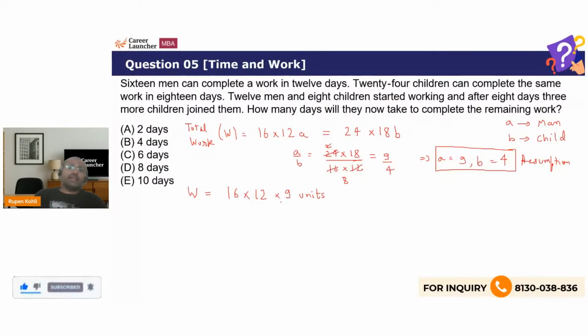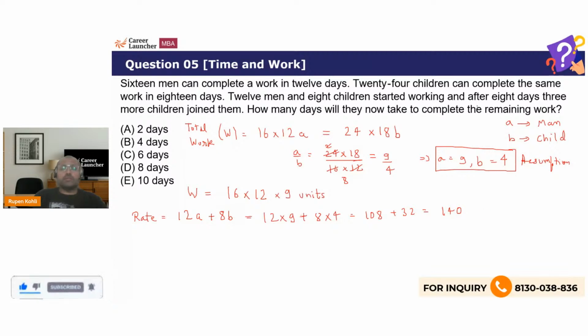12 men and 8 children started working. So now what is the rate at which the work is being done? This is a team of 12 men, so 12A units of work they are doing per day, and 8 children, so 8B. And now you can put the numbers. You have taken A to be 9, B as 4. So 12 into 9 plus 8 into 4, which is 108 plus 32, which is 140. At this rate you are working.